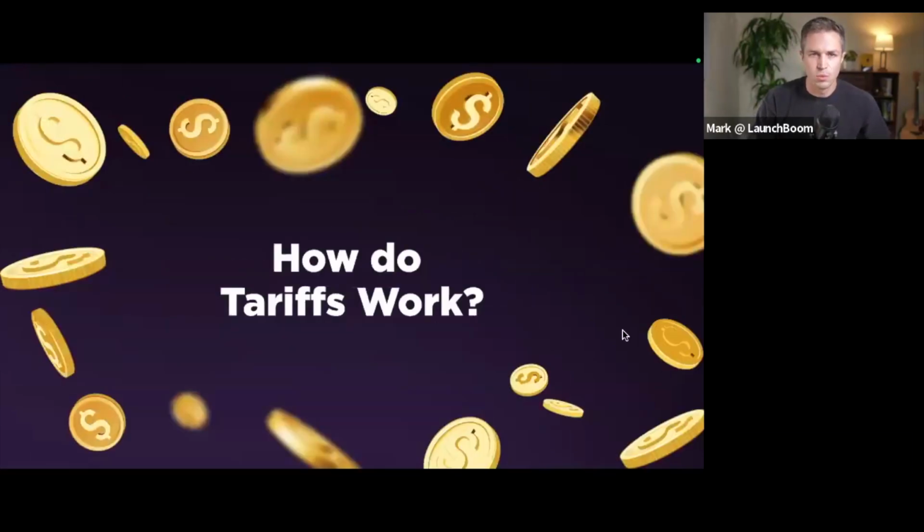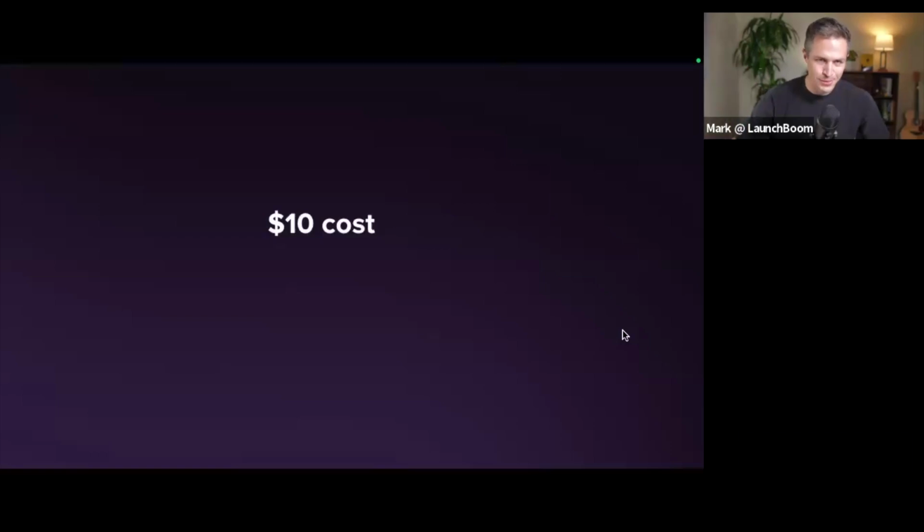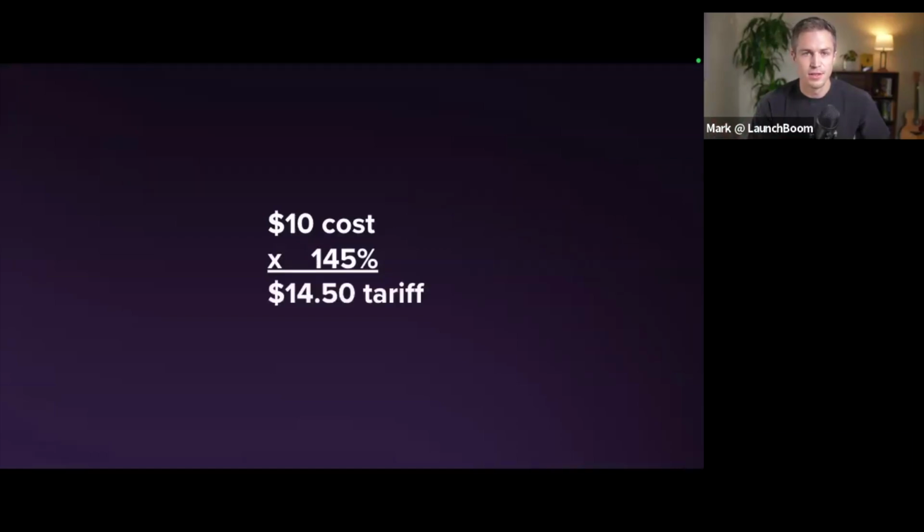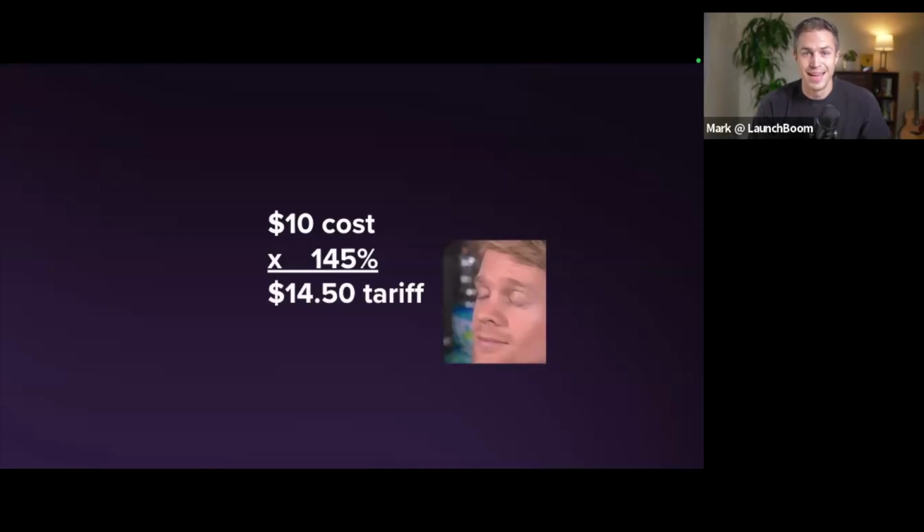All right. So how do they work? Really simple math here. Let's say it costs you $10 to produce your product. And currently, if you're coming in from China, there's a 145% tariff on that cost. Then there's going to be a $14.50 tariff.